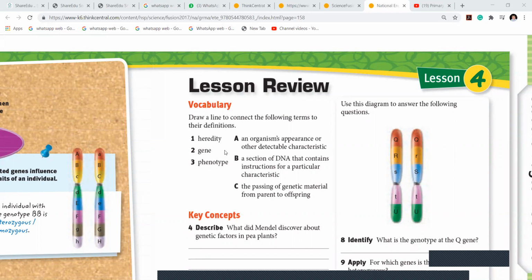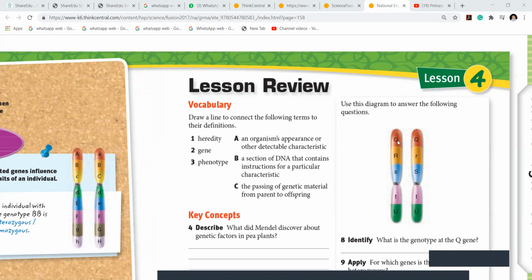Heredity is C, the passing of genetic material from parents to offspring. Excellent. And what is gene, Malak? Gene is DNA that contains instructions for a particular trait. Very good. Okay, girls. Lean, you can mute your mic, no problem. I know you cannot answer. Phenotype is an organism's appearance or other detectable characteristic.